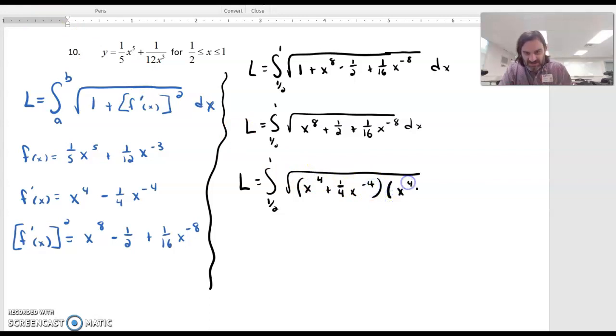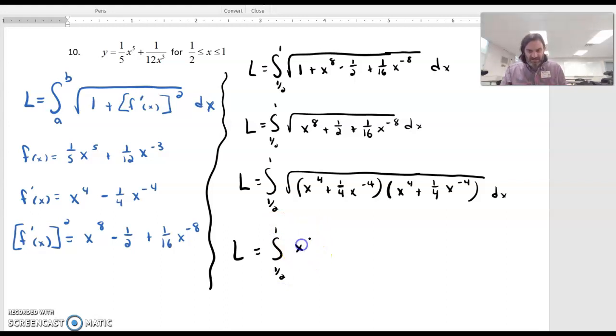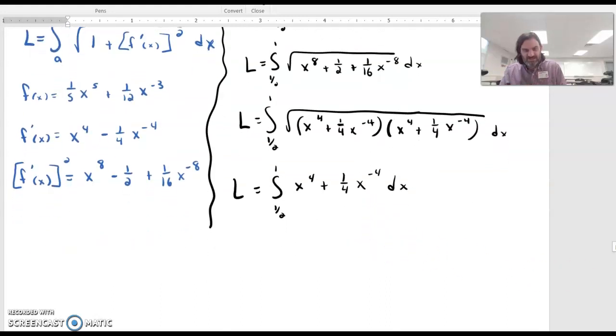Alright, so times itself. If we multiply something by itself and take the square root, the duplication disappears. So we've got the integral from 1/2 to 1 of x to the 4th plus 1/4 x to the negative 4 dx. So now we're at a point where we have something we can integrate. Just reversing the power rules, everything's pretty easy here.